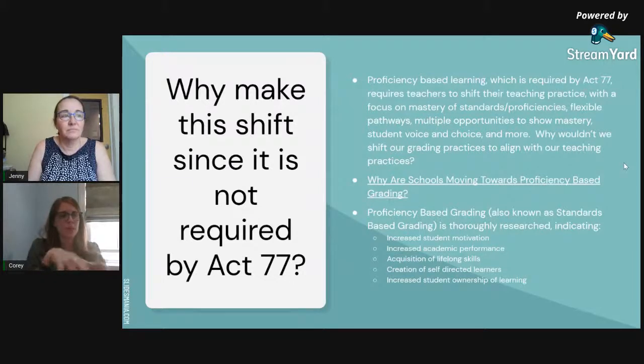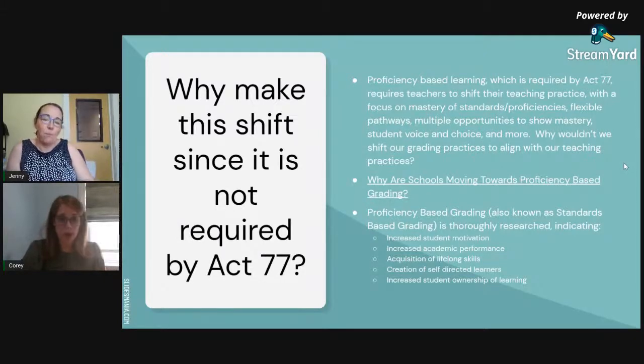And so I guess for me, the easiest way to think about it is that proficiency-based learning is required. So doing things like using our standards, flexible pathways, multiple opportunities to show mastery, including student voice and choice, and so much more. I think I mentioned PLPs, right? These are all part of Act 77. So if we are changing our teaching practice, which is essentially what proficiency-based learning is, why would we not change our grading practice to align with that? It doesn't really make sense to give students all these opportunities, but then to grade them in a traditional way that's very limiting to them.